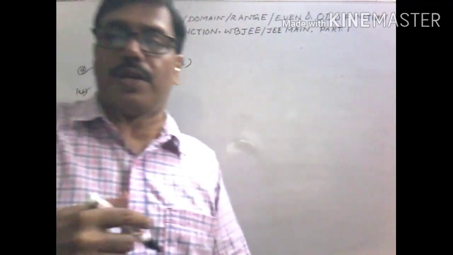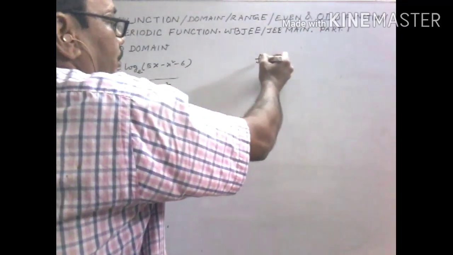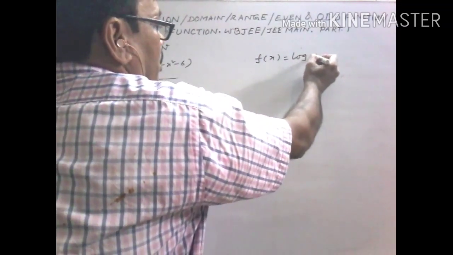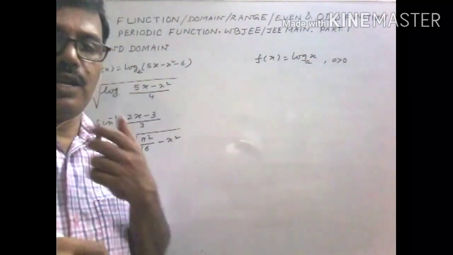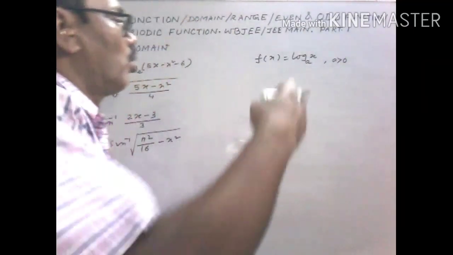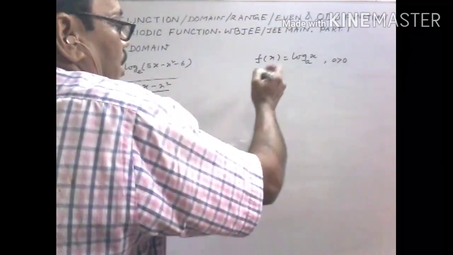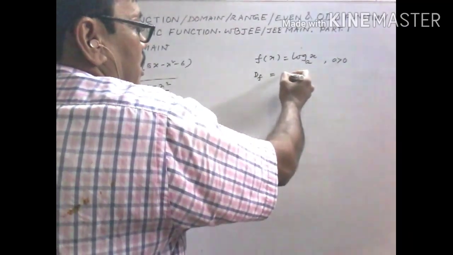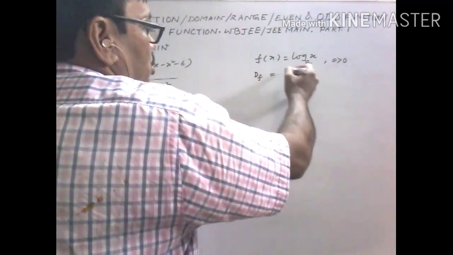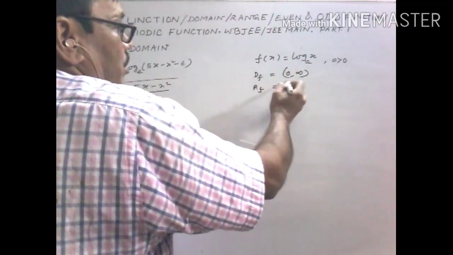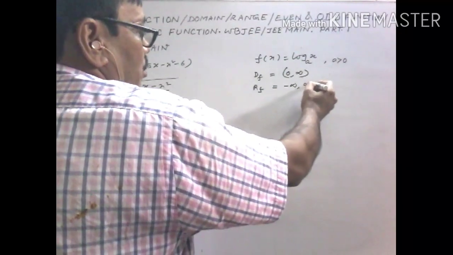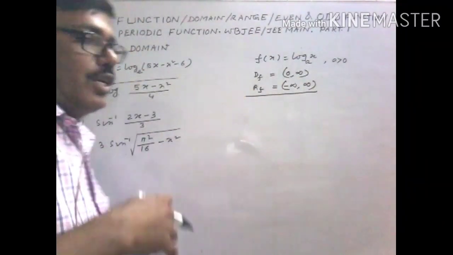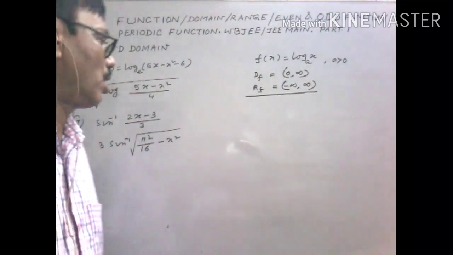So, problem number 15 and 16. This is a logarithmic function. So, try to recall f of x equals log x to any base a, where a is greater than 0. So, log x is defined for all x greater than 0. So, from the definition, the domain of f is x greater than 0, so 0 to infinity. And the range of f: for values greater than 1, it is positive. For less than 1, it is negative. So, minus infinity to plus infinity. So, this is our working.